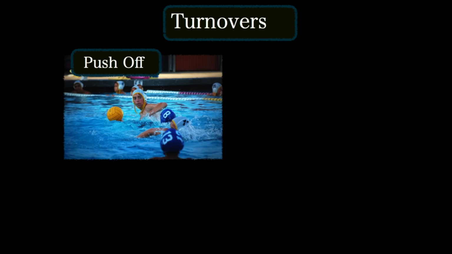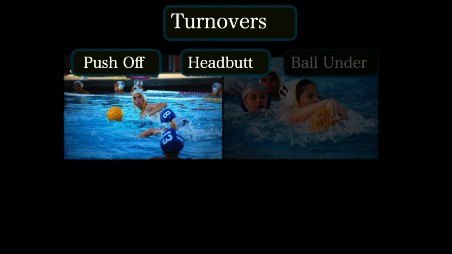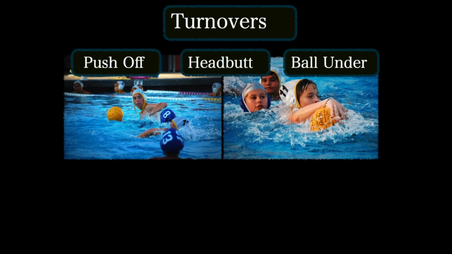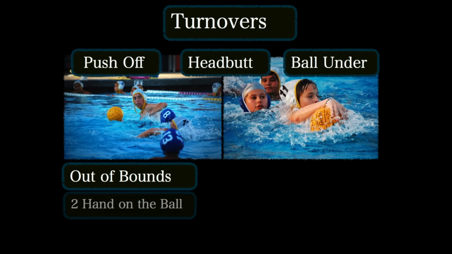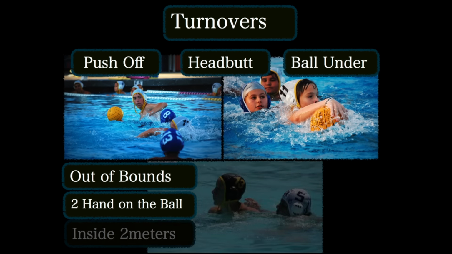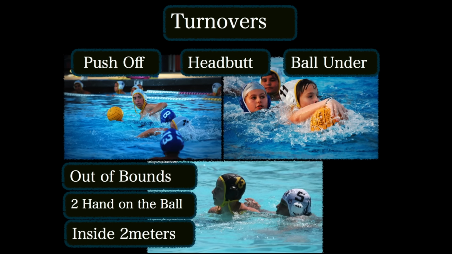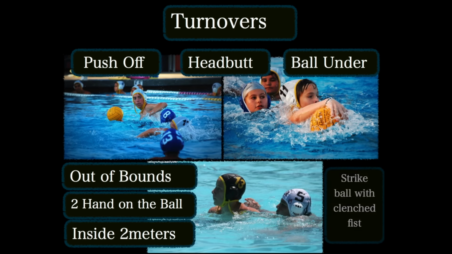There's many ways to get a turnover call. You can push off, you can headbutt. If your hand is on top of the ball and the defense pushes it under, that's a ball under. Out of bounds or a field block out of bounds. Two hands on the ball. An offensive player inside 2 meters without the ball. And lastly, if you strike the ball with a clenched fist.